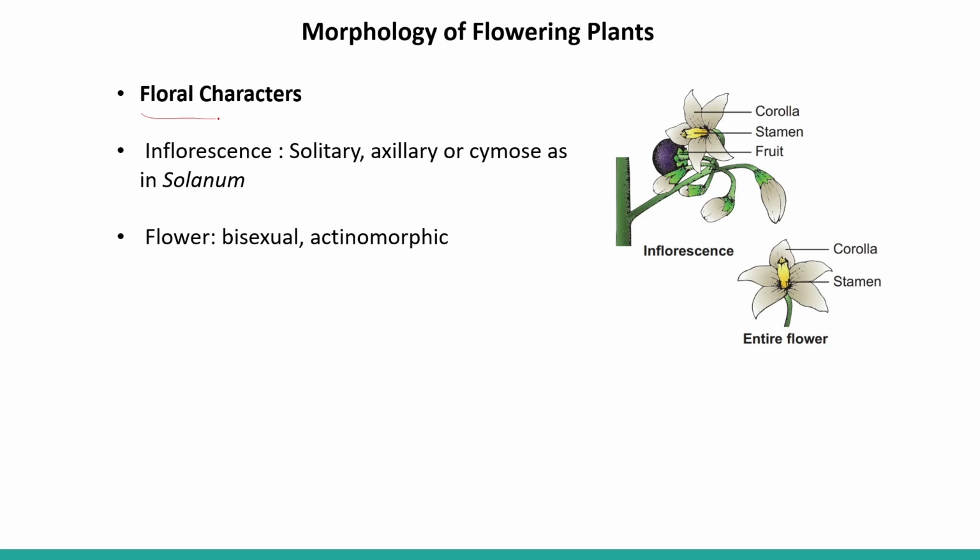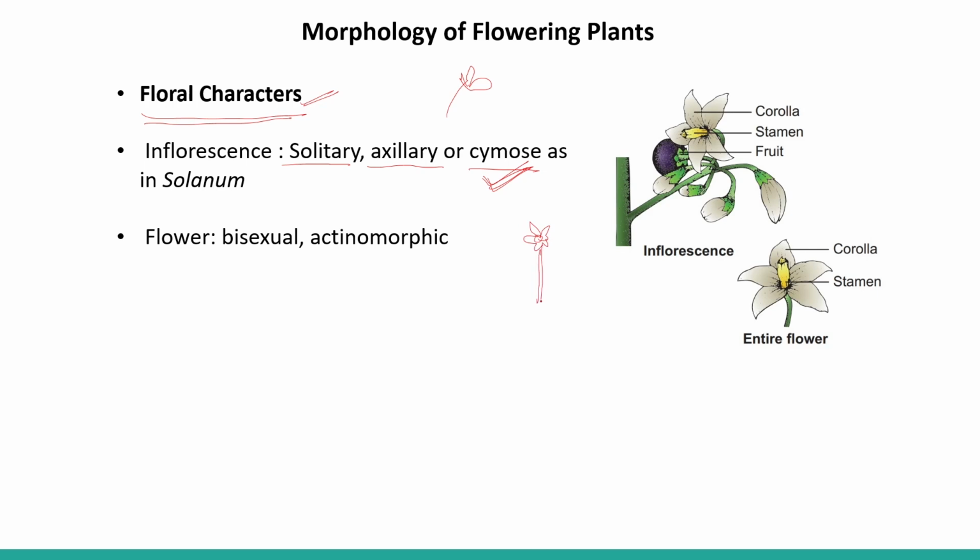So let us discuss the floral character of the Solanaceae. Inflorescence: solitary, axillary or cymose. Sometimes it is solitary, only one single flower is there. And they are cymose. Cymose inflorescence shows what?